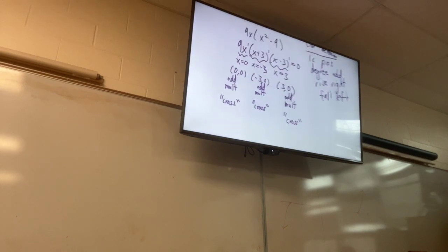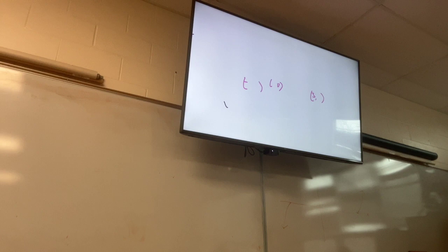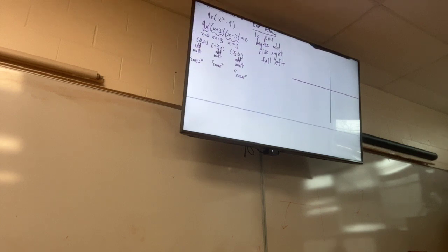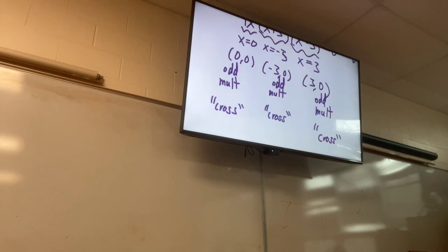Okay. So what do I need to do? What's my first step? Let me draw some coordinate axes. It's probably a good first step. There we go, some coordinate axes. What should I do first? Yeah, let's plot my 3 zeros here: 0, 0, negative 3, 0, and 3, 0.